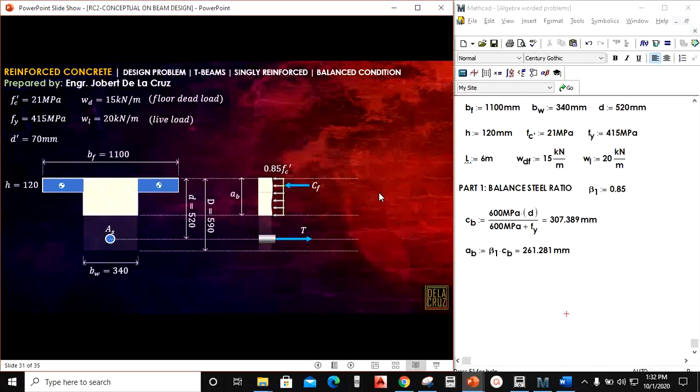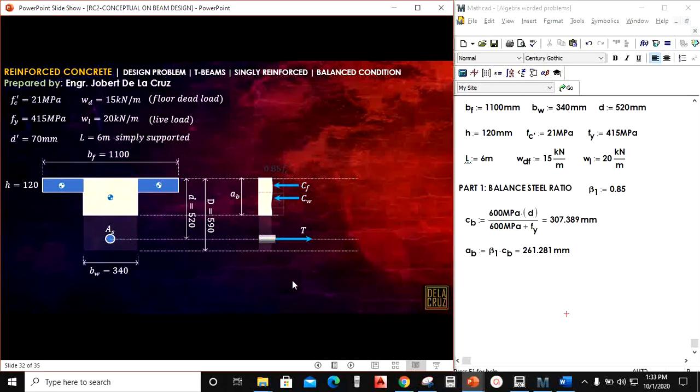Let me call this as CF. It will be acting at this centroid. Then, ito yung for the web, let me call that as C sub web, C sub W, or the compression concrete of the web. And of course, it will be acting to this one. Okay, so ito yung magiging itsura niyan. Now, I will just equate that one. The CF and CW is equals to T. That is for us to calculate the AS of the steel.